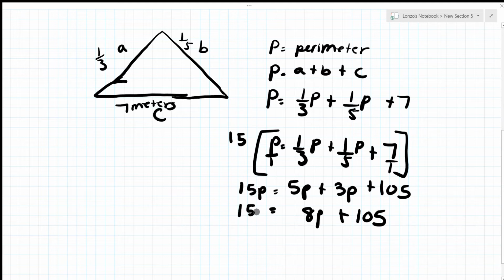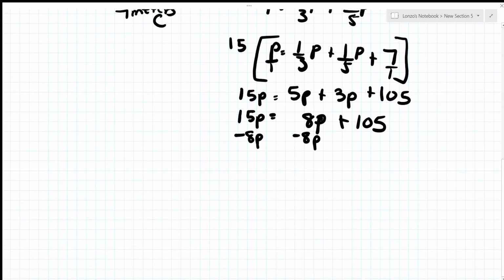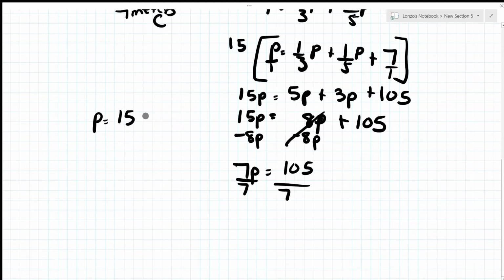And then you have a 15p right here. Our goal is to solve for p, so let's move this 8p to the left. I'm going to subtract 8p. 15p minus 8p is 7p. This cancels, so you're left with 105. Divide everything by 7. So our p is just 15 meters, because 105 divided by 7 is 15, and it's measured in meters.